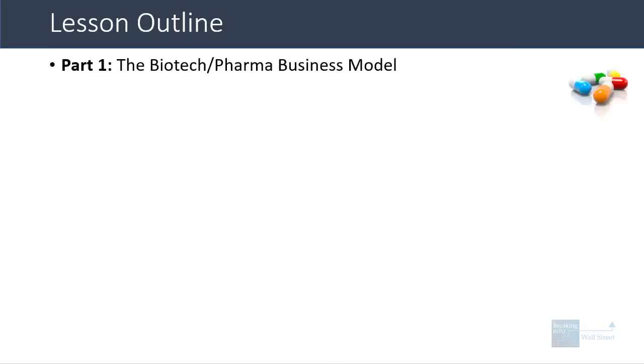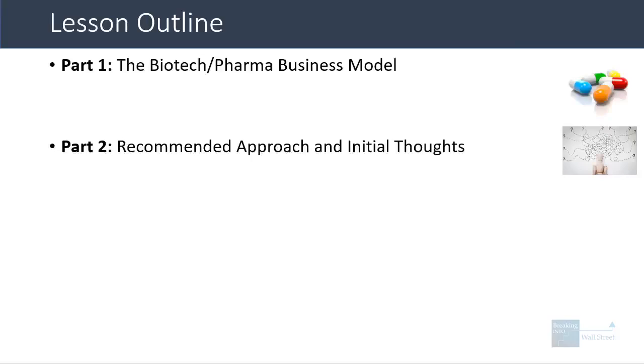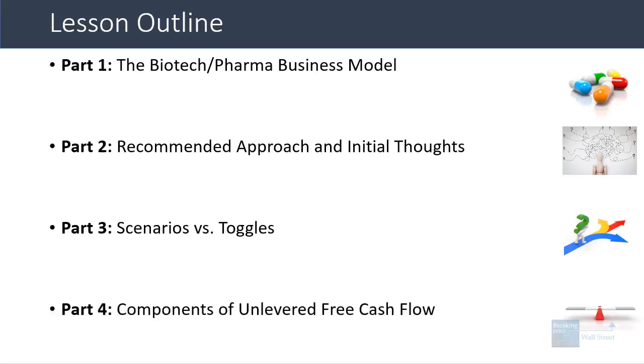Here's the lesson outline. I'm going to start in part 1 by discussing the biotech and pharmaceutical business model. Then we'll go into the recommended approach for this case study and go through some initial thoughts on the best way to tackle it. We'll talk about scenarios versus toggles here, 2 different ways to express uncertainty in models, the trade-offs, and which one is appropriate in this case. And then in part 4, we will go into Excel and start entering some of the components of unlevered free cash flow, similar to what we did in some of the simpler valuation case studies on this site.